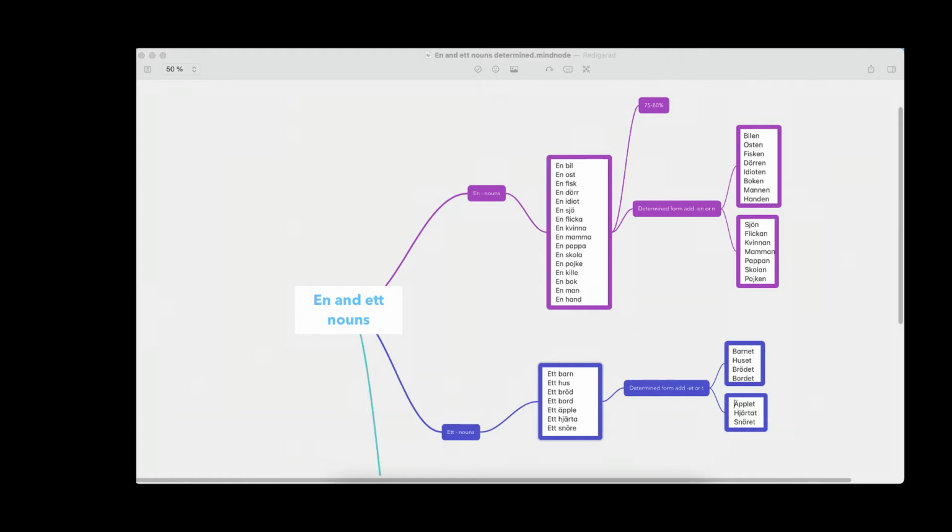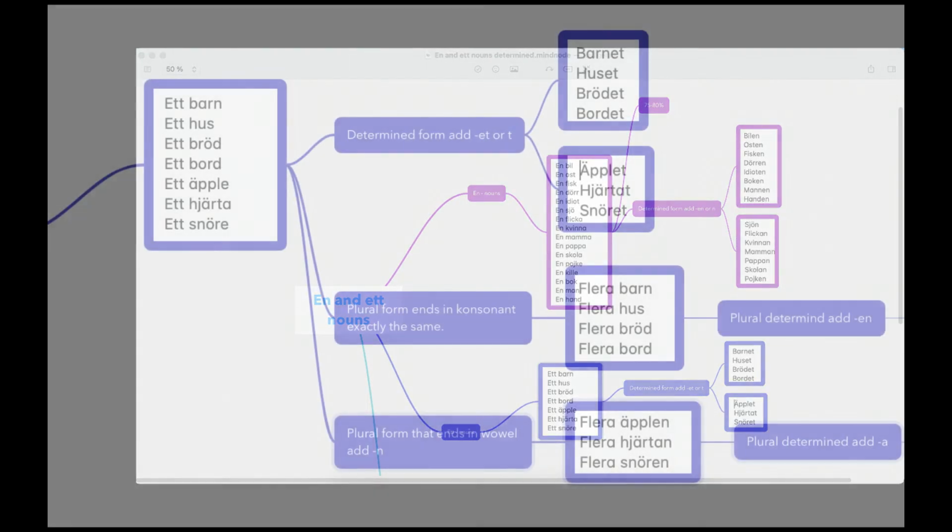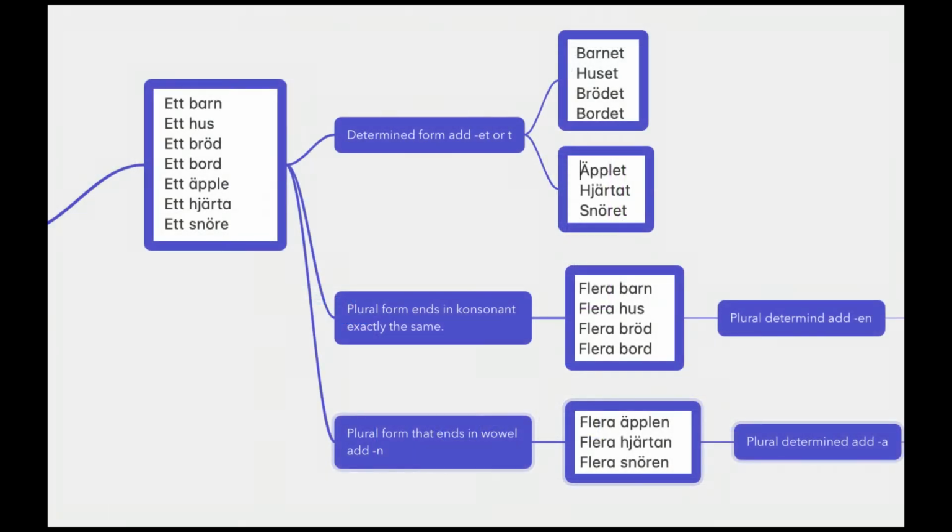Okay, some more examples of n nouns in the determined form could be bilen, osten, fisken, dörren, idioten, pojken. And some determined forms of et nouns could be barnet, brödet, bordet, äpplet. Okay, so let's now move on to the plural forms. And unfortunately here it becomes a bit more tricky.